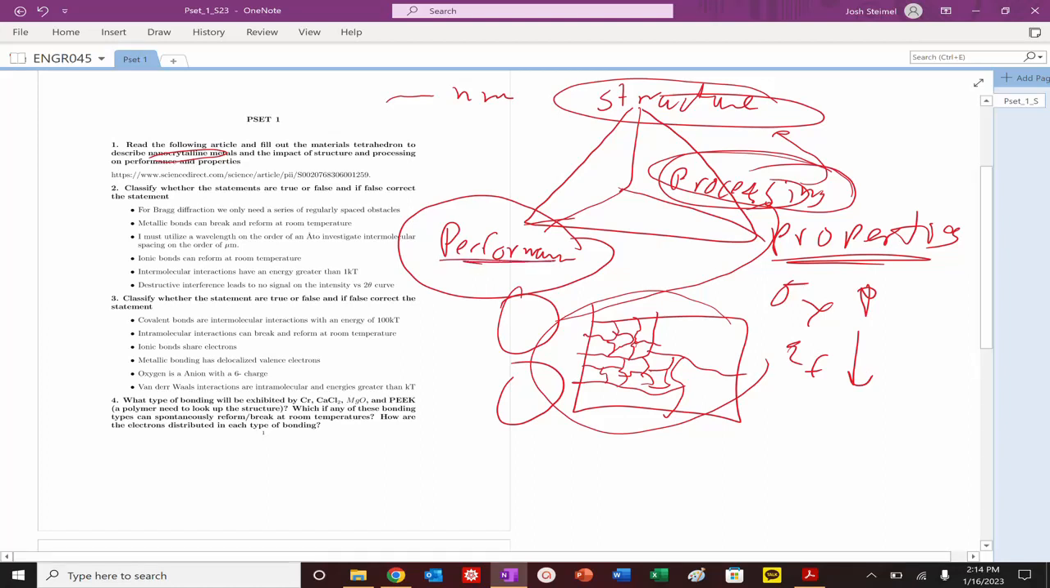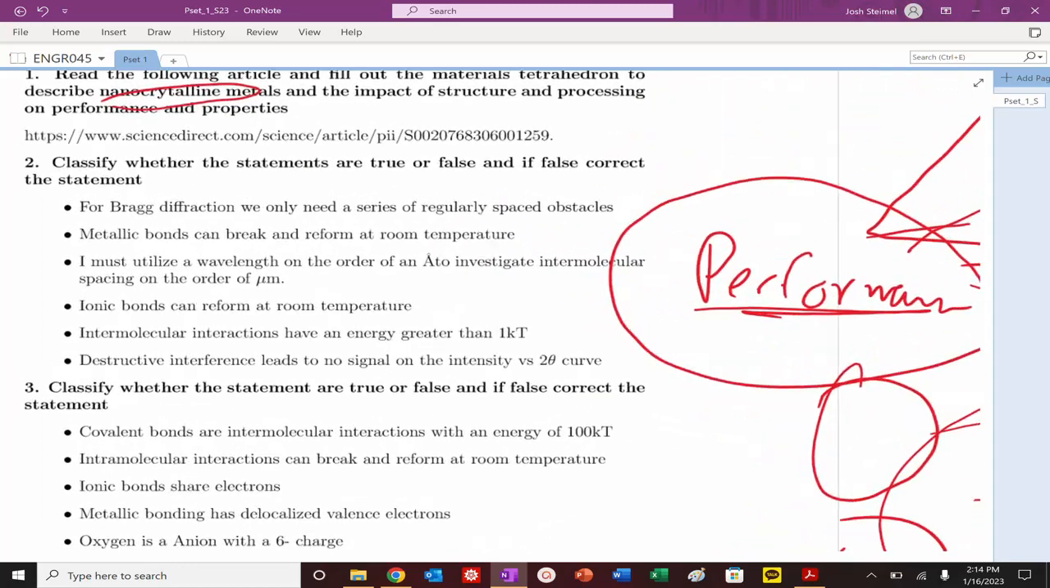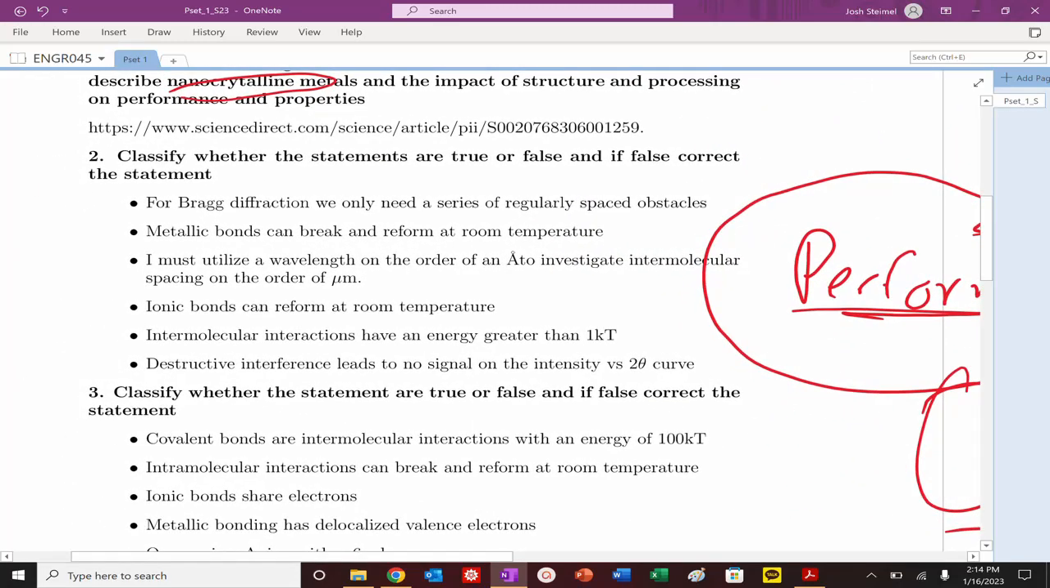And how does that affect performance? Well, again, I've created a material that's very, very strong, so it's not likely to plastically deform, but I've also created a material that's more brittle, and it affects mechanical properties significantly. So that's one example of how you can fill out that materials tetrahedron. All right, on to the next one.